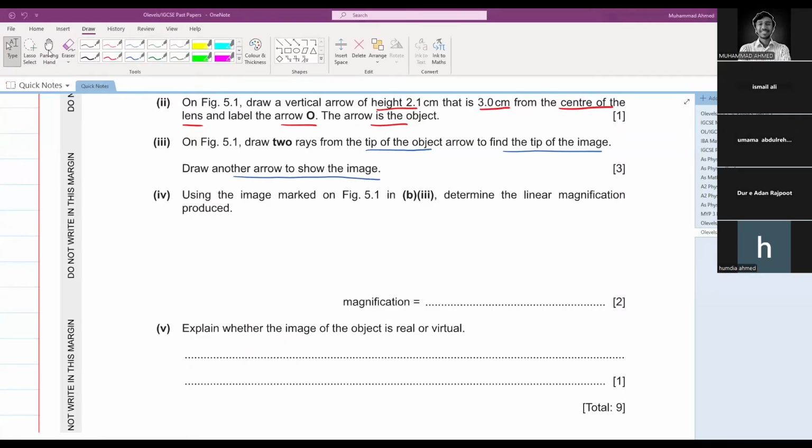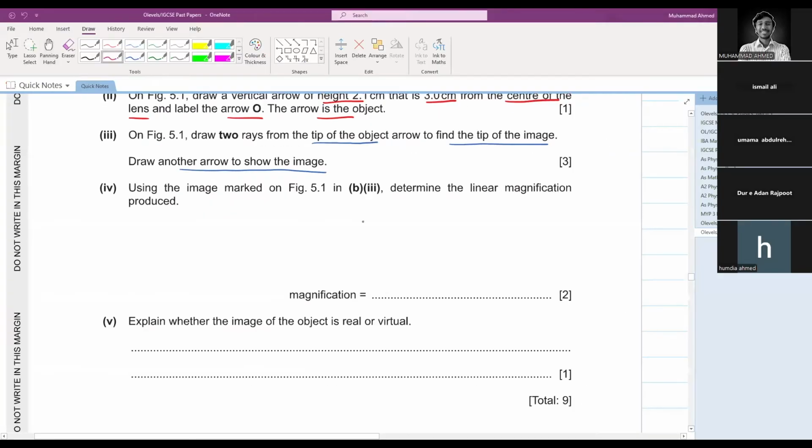Perfect. Use the image marked on figure 5.1. Now you have to use the image marked in figure 5.1 in B3 to determine the linear magnification. Linear magnification has a formula. What is the formula of linear magnification? Image height divided by the object height is the formula of linear magnification.